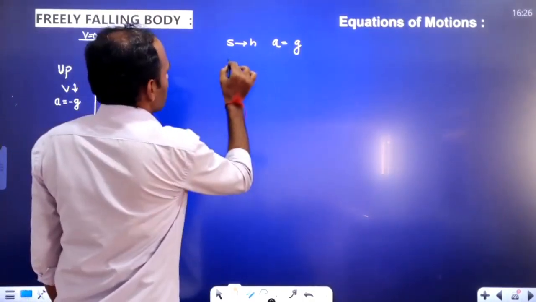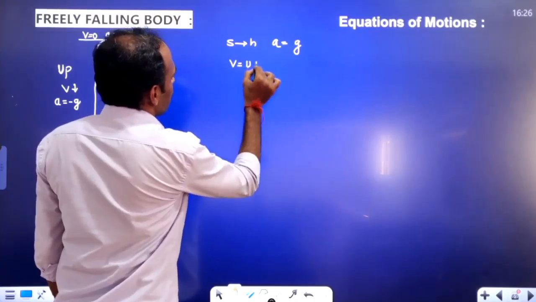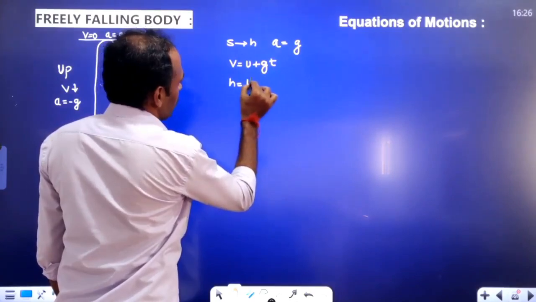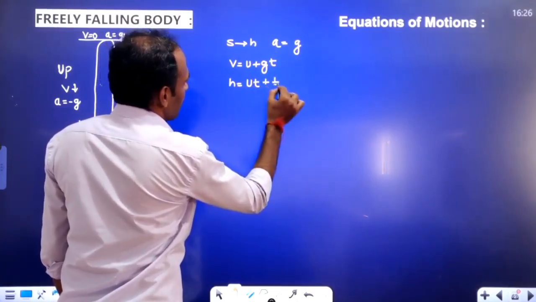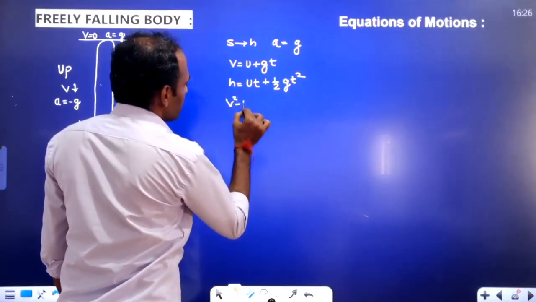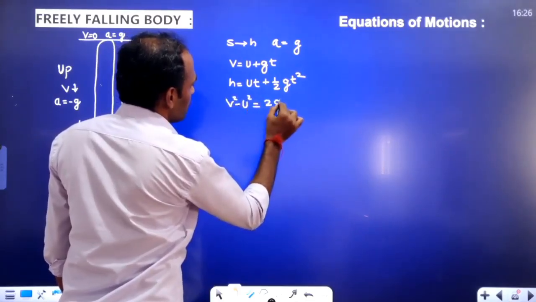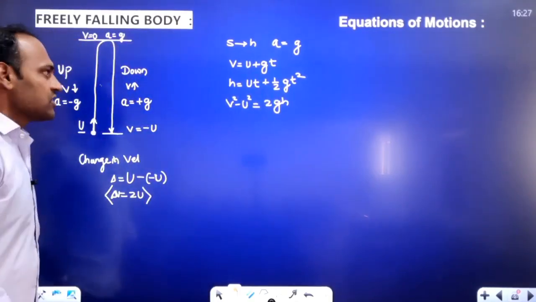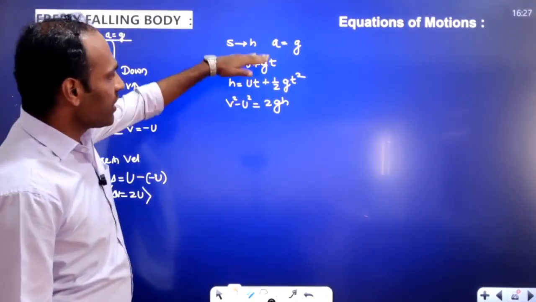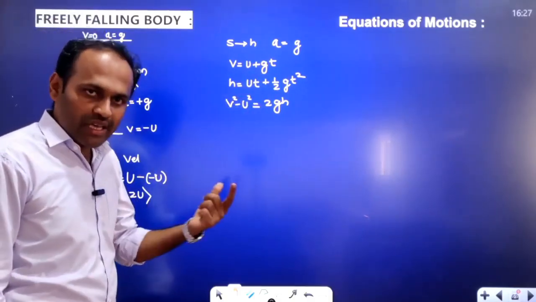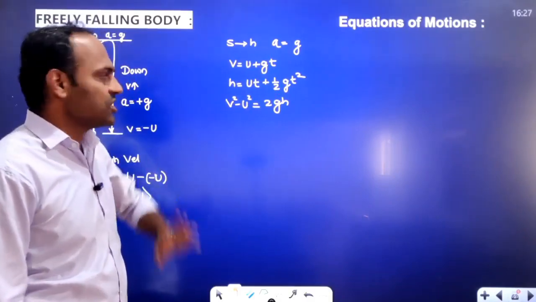Okay, what are the formulas? The formulas are v is equal to u plus gt, h is equal to ut plus half gt square, v square minus u square is equal to 2gh. These are all the equations I have written now. This is for downward motion, because g is taken as positive everywhere. When you apply these equations to upward motion, you have to take g as negative.